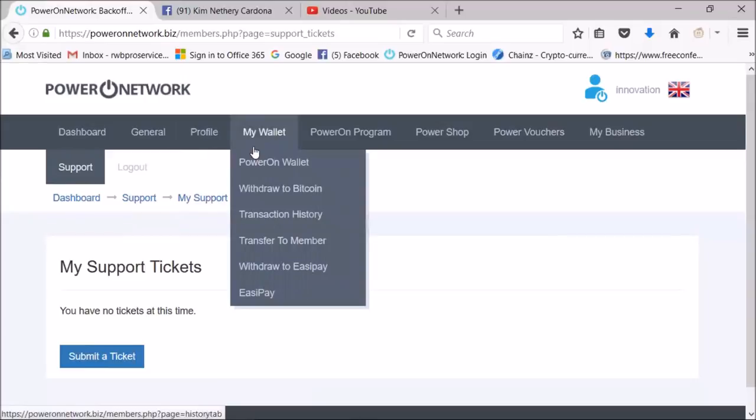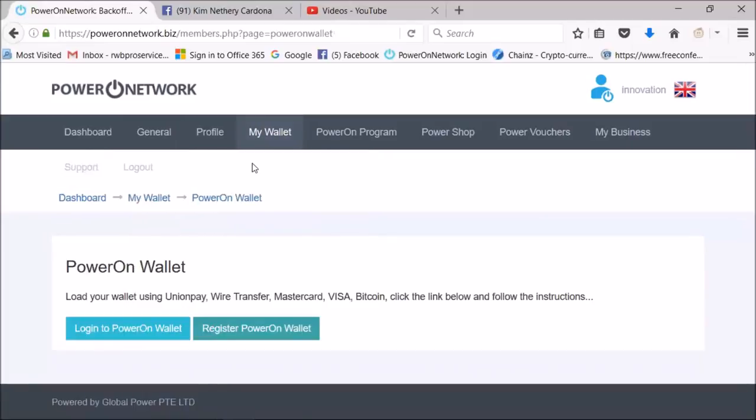Under My Wallet, you have the Power On Wallet. The Power On Wallet is the processing company, which is through Ole Pay, which if you go to poweronwallet.com, you can set it up, or if you want, you can just click on this tab really quick, and it will actually take you over to there. So this is where, hey, I want to log into my Power On Wallet, or I want to register on my Power On Wallet. You can do so at that time.